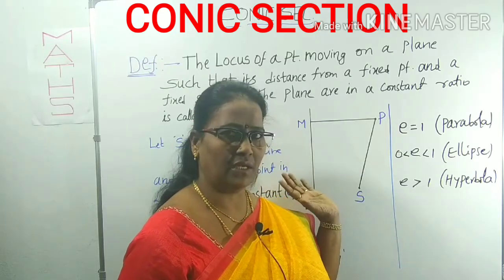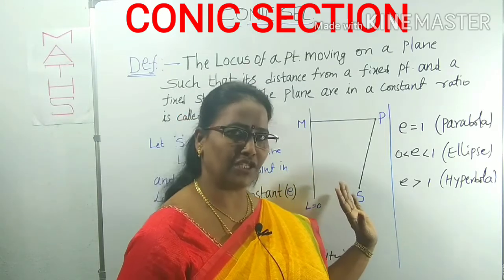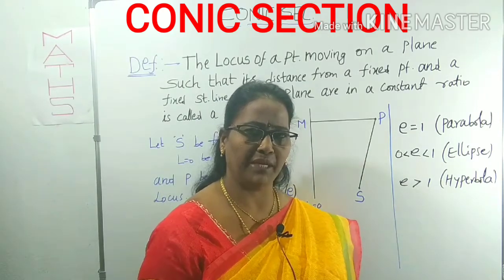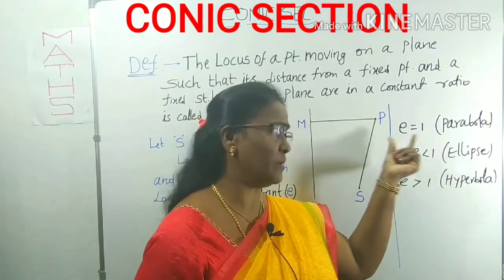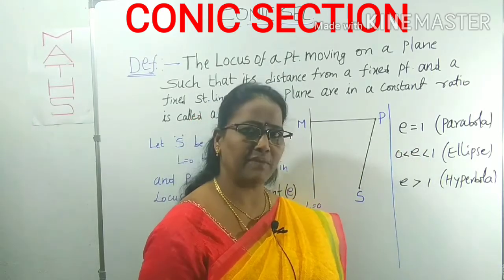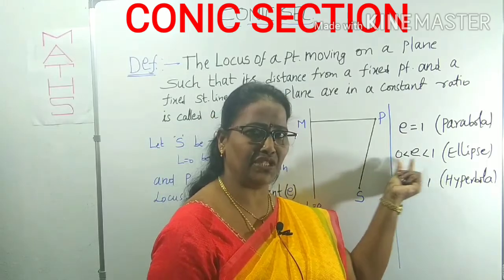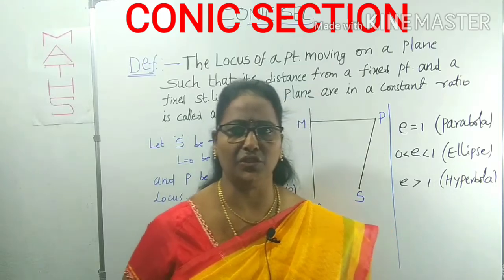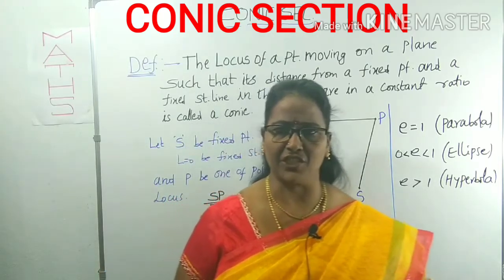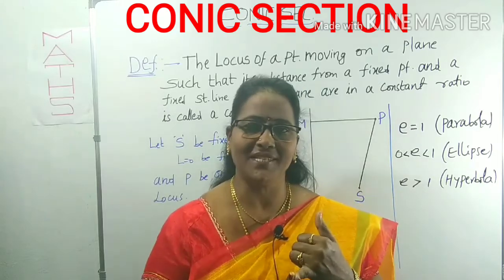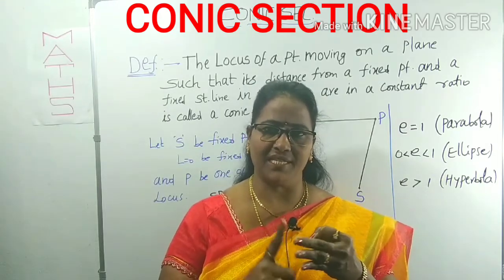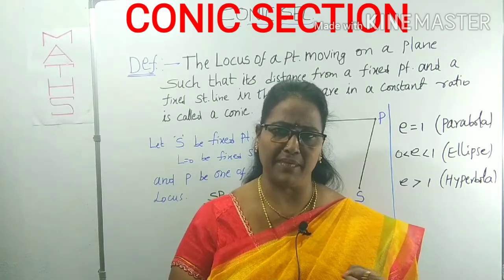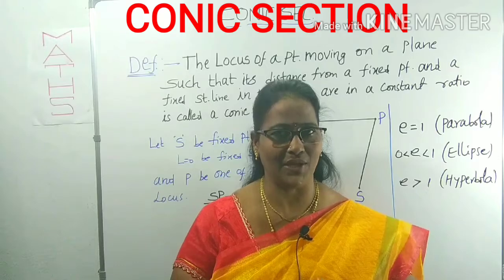If you know the basic concepts of the conic section, we can follow one by one easily. Is it clear? The conic becomes a parabola if the E value is 1, an ellipse if E lies between 0 and 1, and a hyperbola if E is greater than 1. This is the introduction part of the conic section. First you have to know the fixed point, fixed straight line and constant ratio. Then you also have to know when the conic becomes a parabola, ellipse or hyperbola.